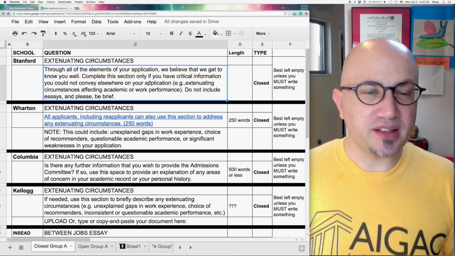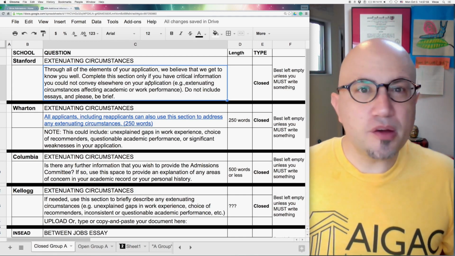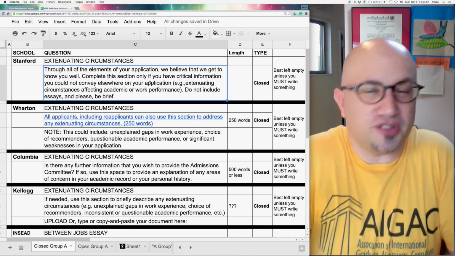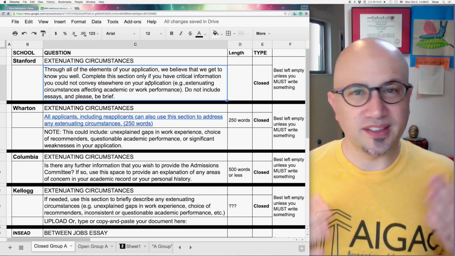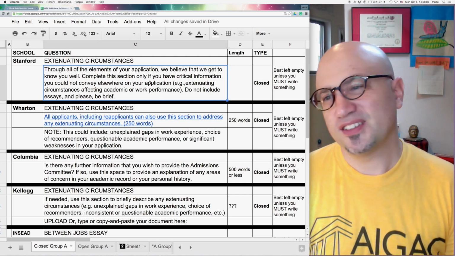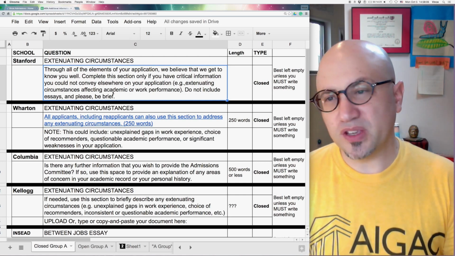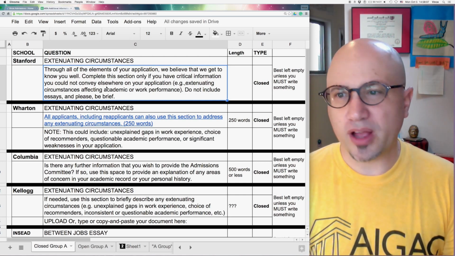From the school's perspective, they're busy reading thousands or tens of thousands of applications, and so they want to be able to evaluate you with as little information as possible. So Stanford definitely is one of these what I call closed schools, and I've read that question.